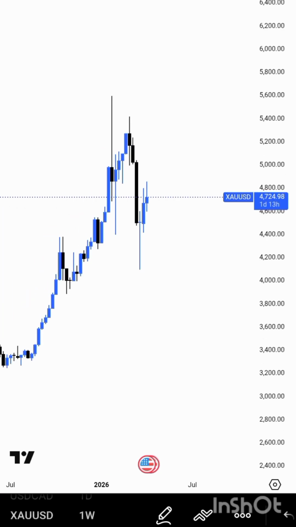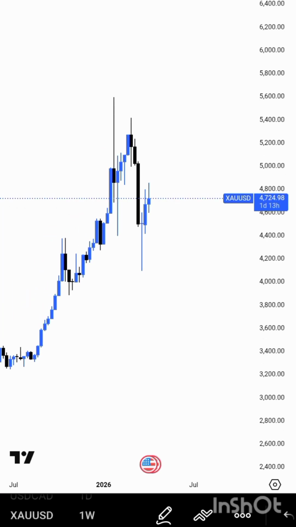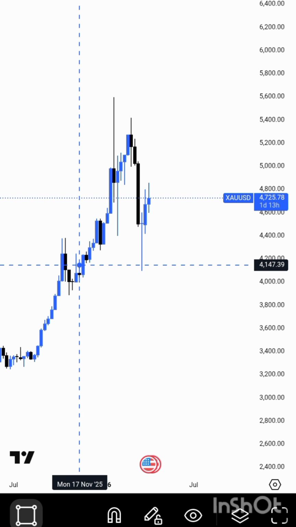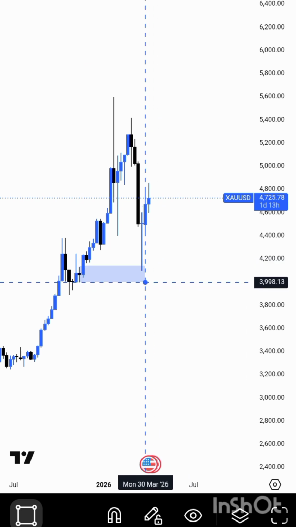Trading gold is something else. Here we can see that price is making higher highs and higher lows, higher highs and higher lows. So now we want to see where price is reacting from. Price is reacting from a demand zone on the weekly time frame. Now we can see that the weekly time frame has shown bullish momentum.